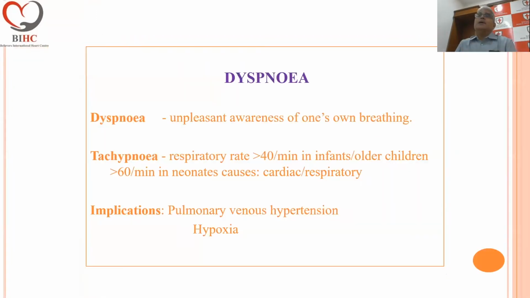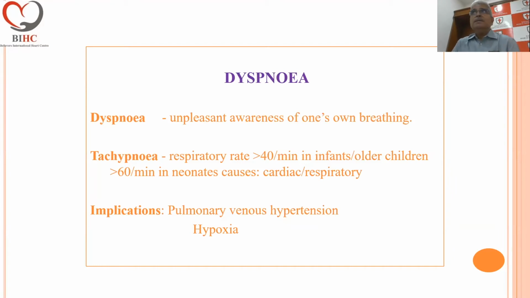Let's begin with a common symptom, dyspnea. Dyspnea is an unpleasant awareness of one's own breathing. It should be differentiated from tachypnea, where you're counting the respiratory rate and making a statement that it is higher than normal. So what is normal for a child will depend on the age. More than 40 per minute for infants is abnormal. More than 60 per minute for neonates is abnormal.